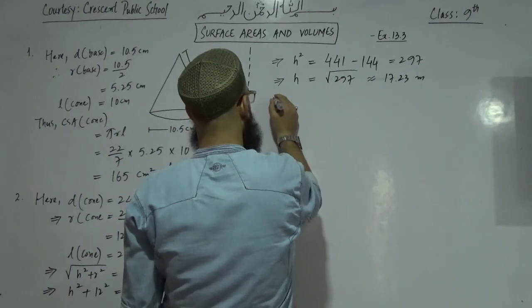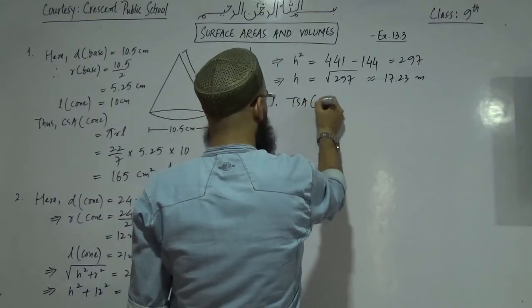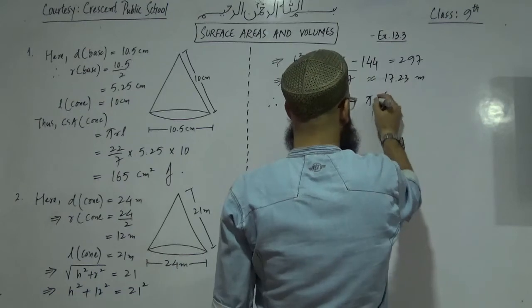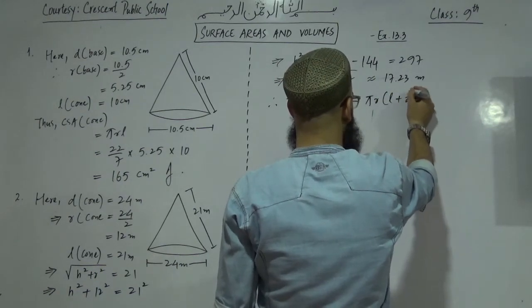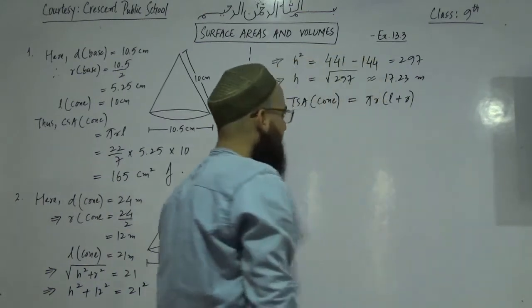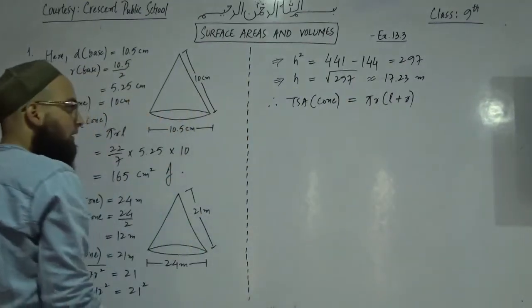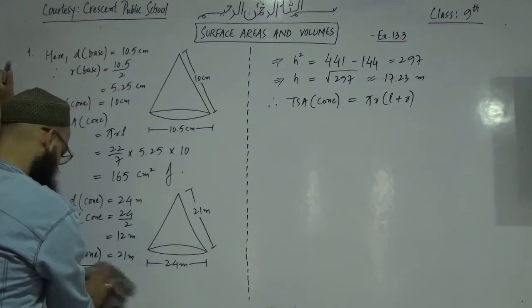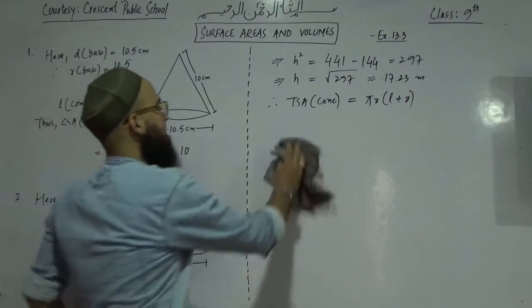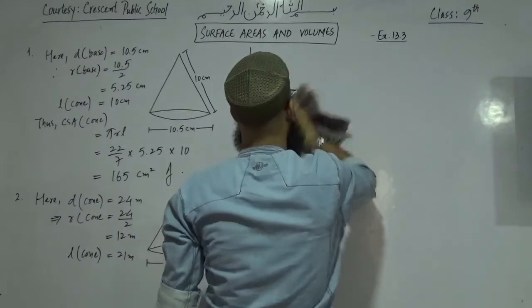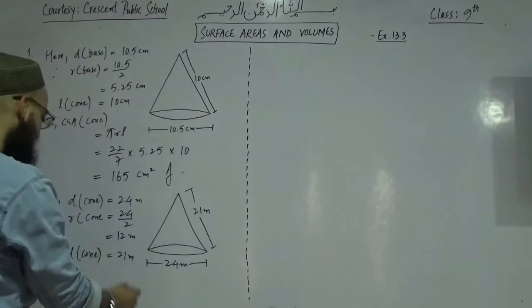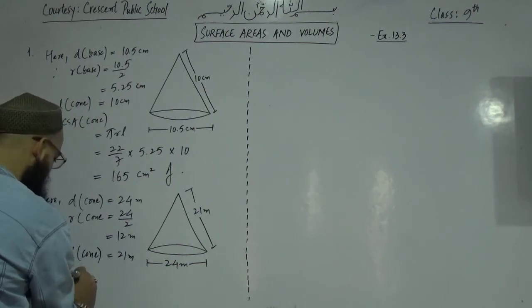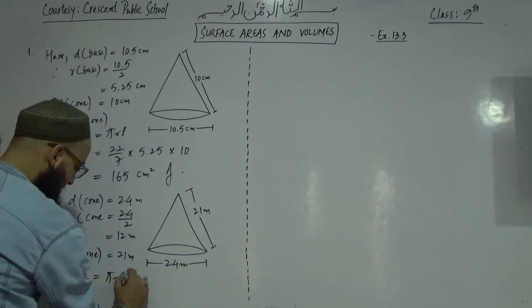Then the total surface area of the cone is pi r times L plus r. Sorry, you were not required to find the height, because in the formula we don't use height. You can put directly slant height of the cone is 21. Therefore, total surface area of the cone is pi r times L plus r.